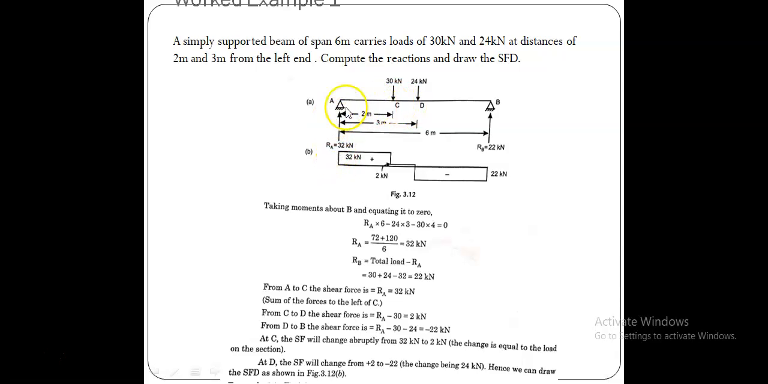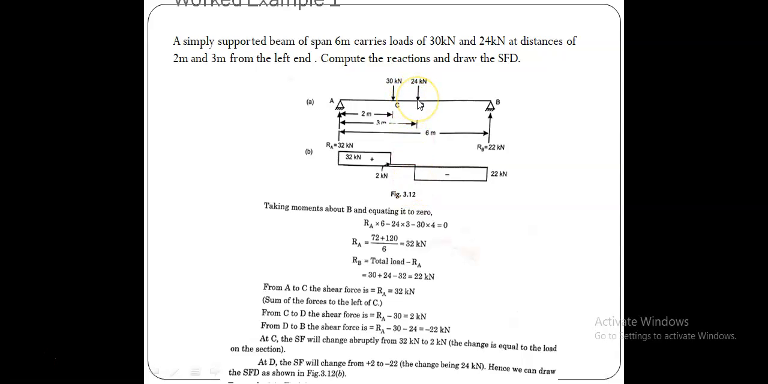In between A and C there is no force, and therefore it comes as a horizontal line. At C there is a downward 30. So this is left up, at C down 30, but totally it is 32. Now it is getting down by 30. The remaining 2 again goes flat because there is no force in between C and D. At D it gets down 24. So here 2 minus 24, it is minus 22.